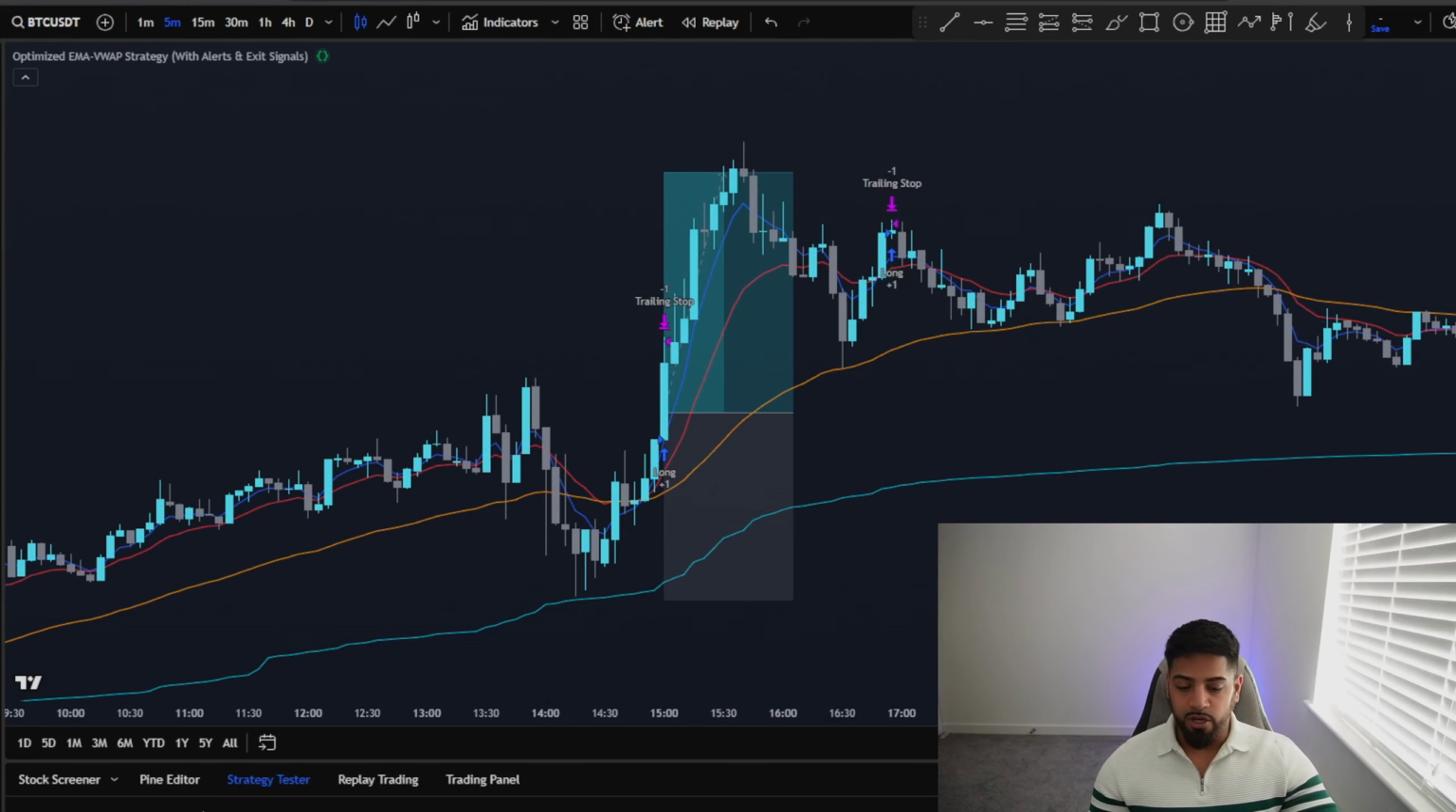So essentially, when we're looking for a long entry, what we want is the 5 EMA to cross above the 13 EMA. The price also has to be above the 50 EMA and also above the VWAP, because this way it confirms to us that we are bullish and we are looking for long positions. The RSI also has to be above 55.